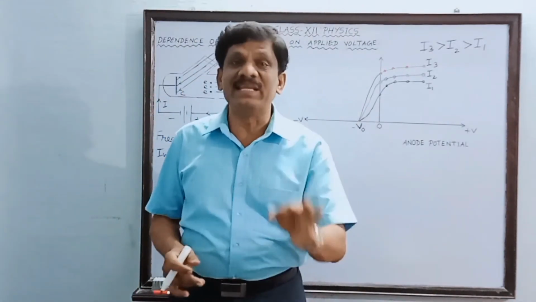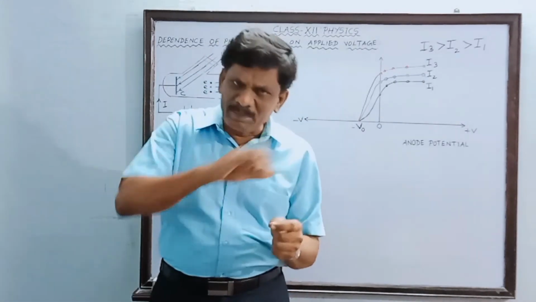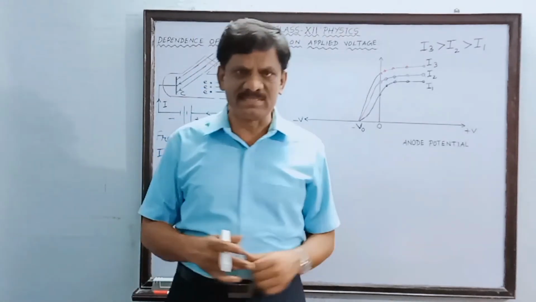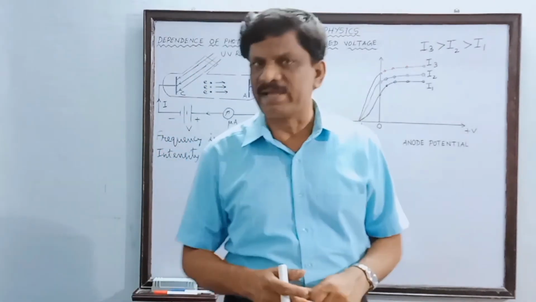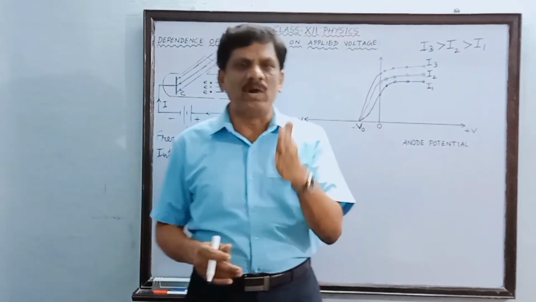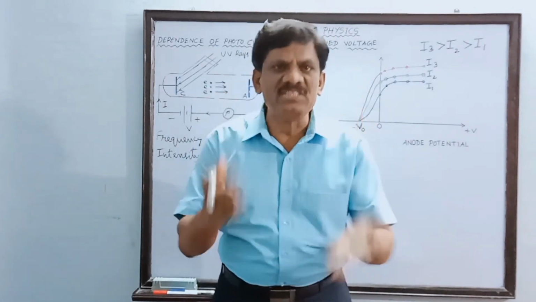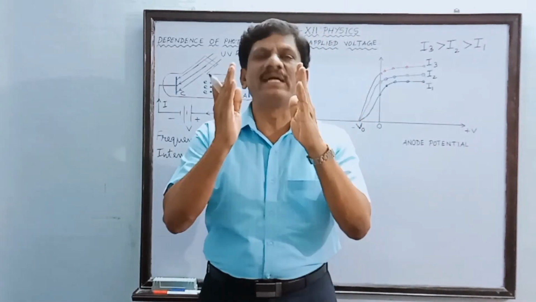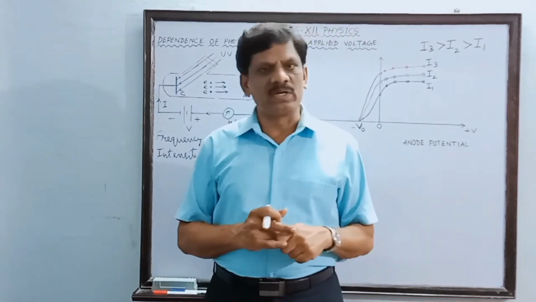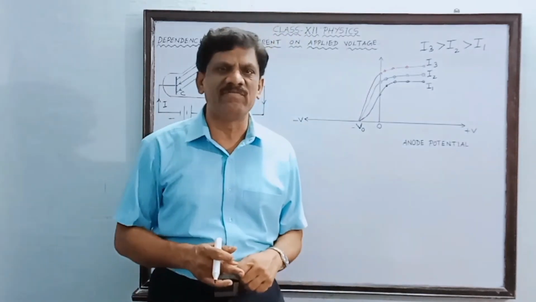Such a negative potential applied to the anode will repel the electrons back to the cathode. For example, let us say it is -12 volt. When I apply -12 volt, what do you mean? No single photoelectron is able to reach the anode. So what should be the current in the circuit? It must be 0. At -12 volt itself, the current has become 0, for example.